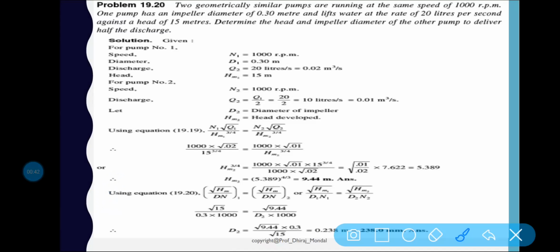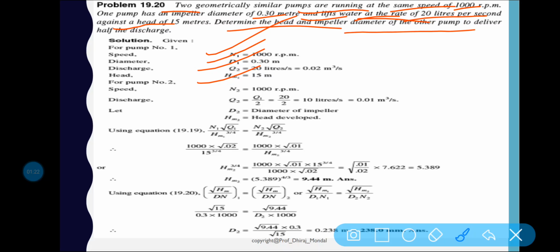So first of all, let us discuss the numerical. Two geometrically similar pumps are running at the same speed. The rotational speed is given as 1000. One pump has an impeller diameter of 0.3 meter, so D1 is given, and it delivers water at the rate Q1 of 20 liter per second against a head of 15 meter. So the head is also given. Determine the head and impeller diameter of the other pump to deliver half the discharge.